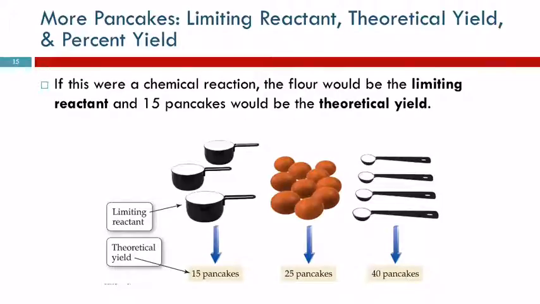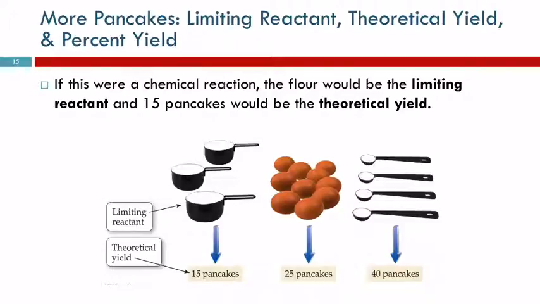Okay, so if this was a chemical reaction, we would say that the flour is the limiting reactant. The flour is the limiting ingredient because it limits how much product can be made. We're going to have some eggs and some baking powder left over. And that's a pretty common occurrence when you do baking or any sort of cooking, right? It's really unusual to make a cake from scratch and have exactly the right amount of flour and baking powder and everything in your kitchen.